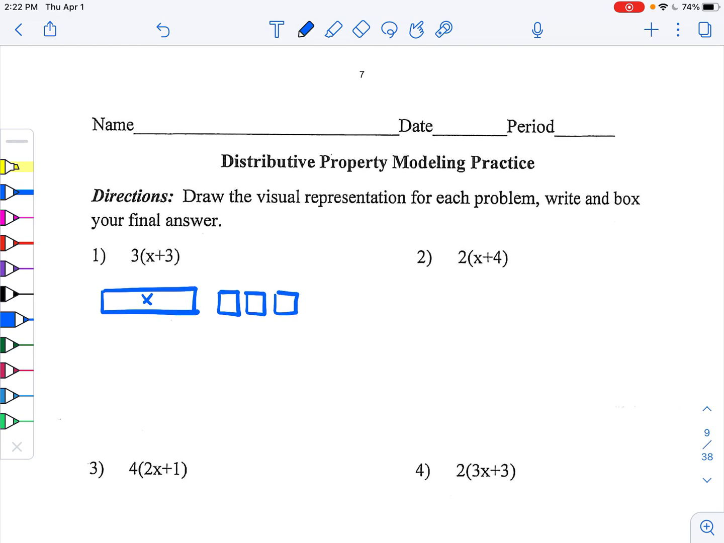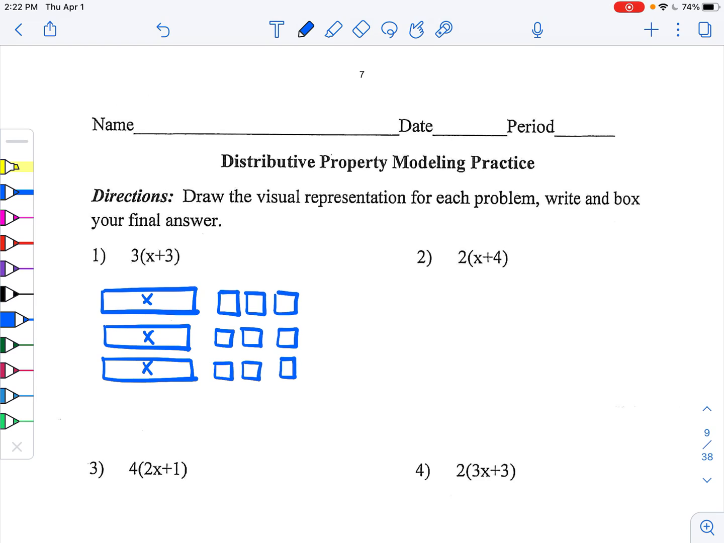And let's draw 3 little squares, okay? That right there, I just modeled x plus 3. But it says 3 groups of x plus 3. I have that 3 times. So since I have 3 groups of x plus 3, I'm going to draw it out. And then the proof is in the pudding, right there.